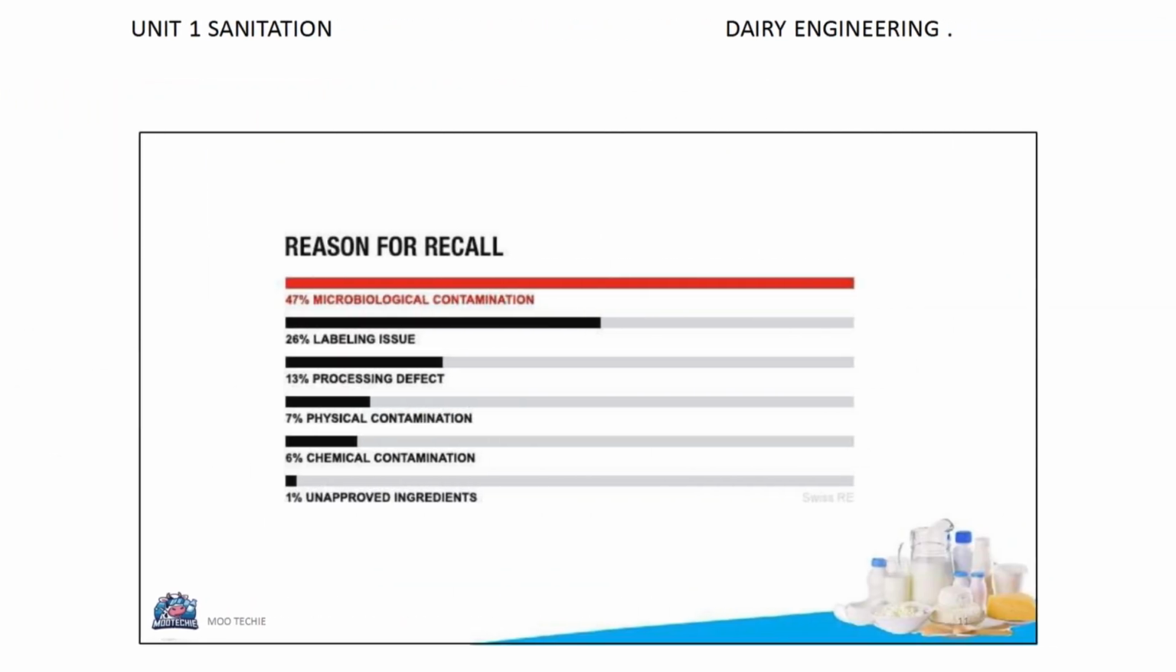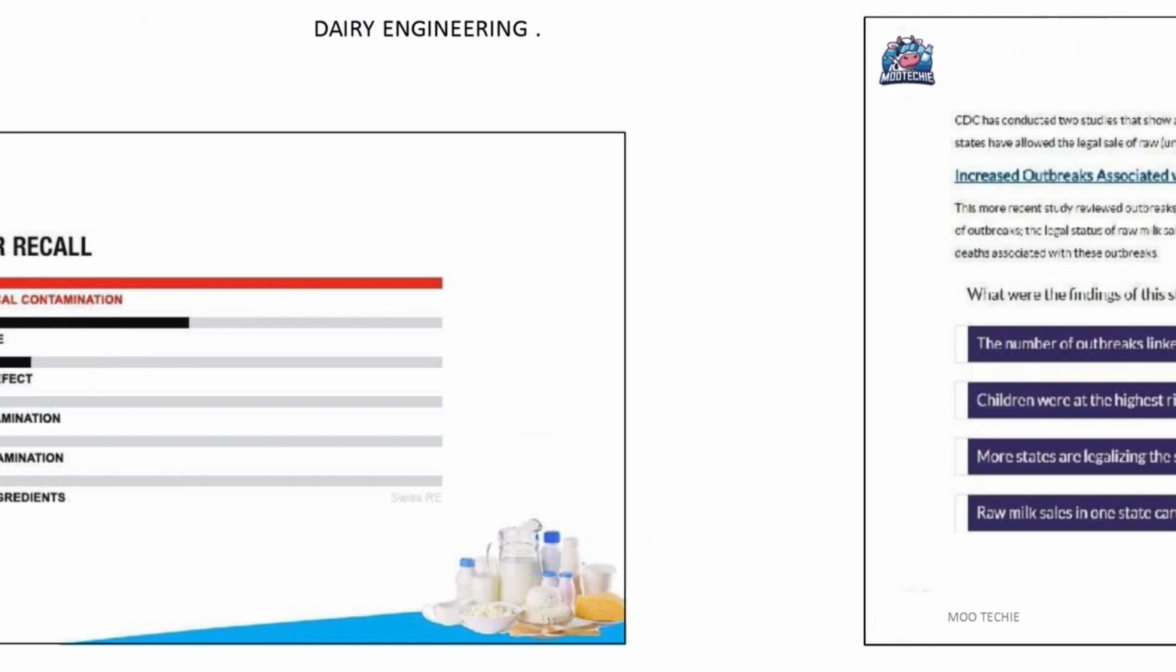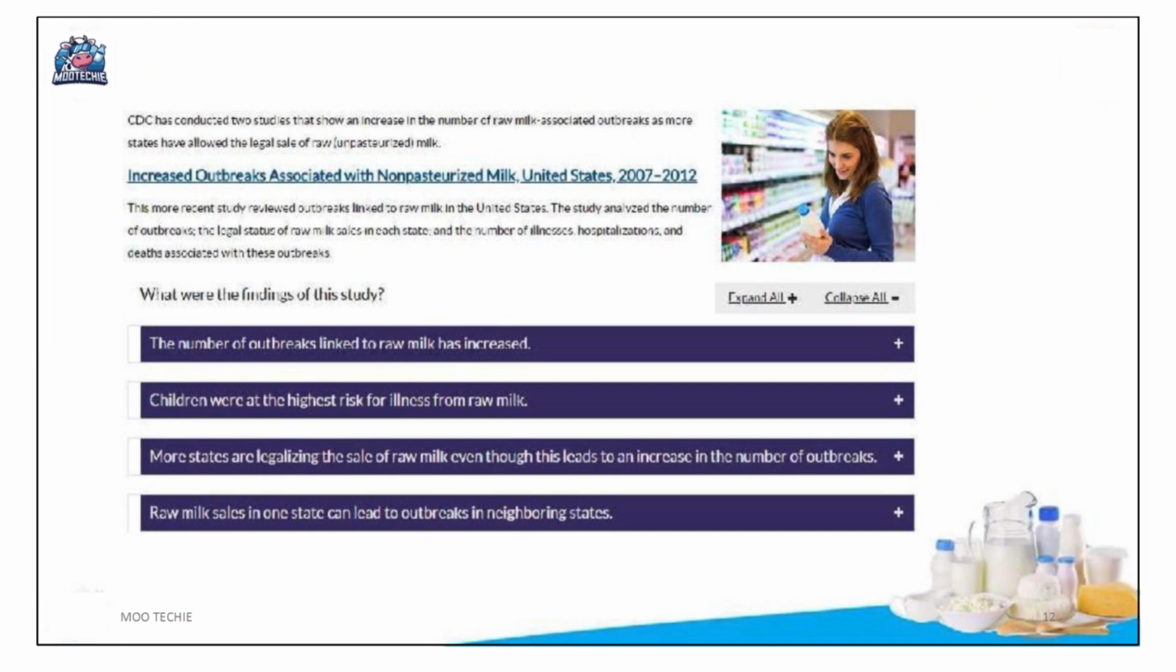An analysis of food recalls shows that nearly half, 47%, are due to microbiological contamination. 26% are due to labeling issues, 13% from processing defects, 7% from physical contamination, 6% from chemical contamination, and 1% from unapproved ingredients.